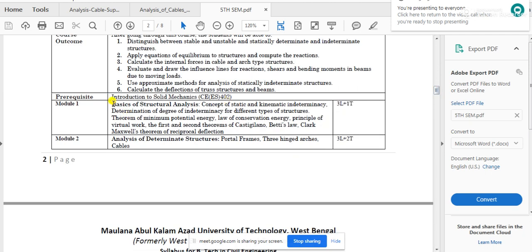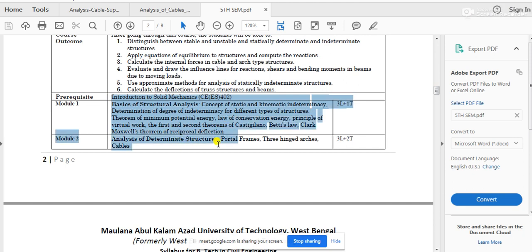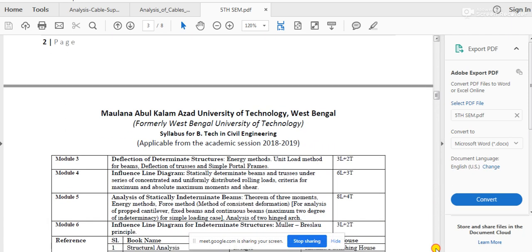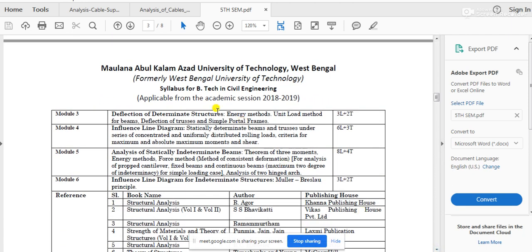Basic structural analysis madam has already finished. Analysis of determinate structures, portal frames, 3-hinged arches, cables, I have finished in detail. Then deflection of determinate structures, energy method, unit load method for beams, deflection of trusses, simple portal frames. Madam is discussing this and she will be finishing it very soon. This part, module number 4, I have completed.